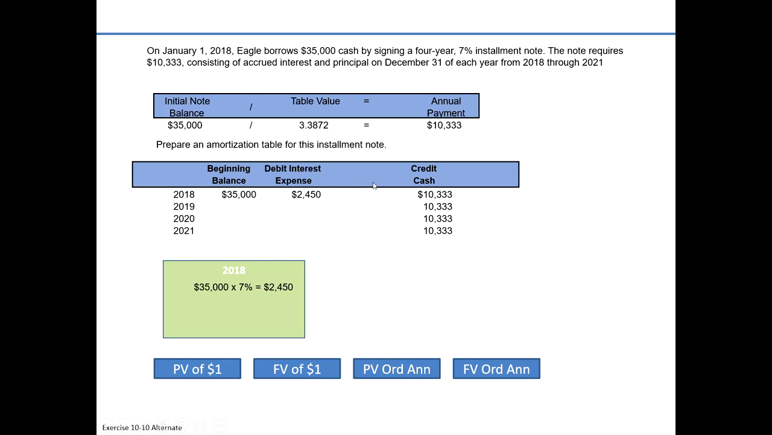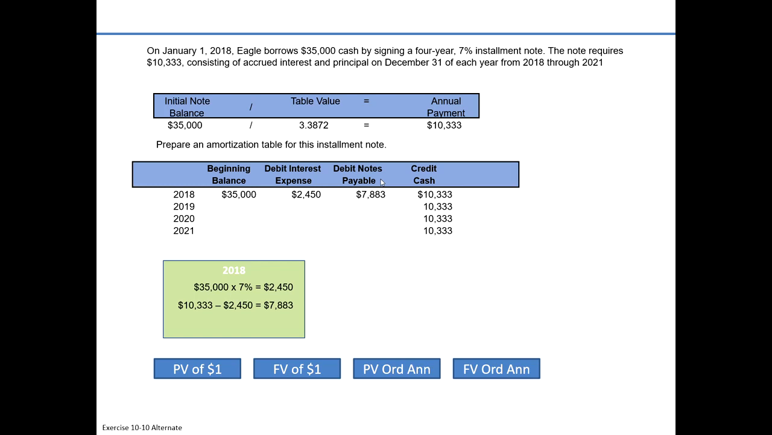The other part of this is I need to figure out how much of that $10,333 payment is actually paying off the principal of the loan, the $35,000. Keep in mind, $2,450 of it was paying interest. So to figure out the amount paying down the loan, we just simply take the $10,333 cash payment, minus the interest portion of $2,450, and the pay down of principal for 2018 is going to be the difference between those, $7,883.